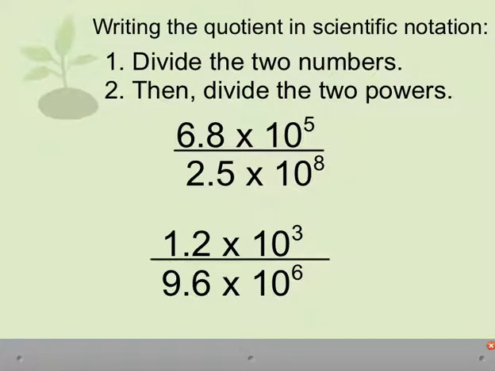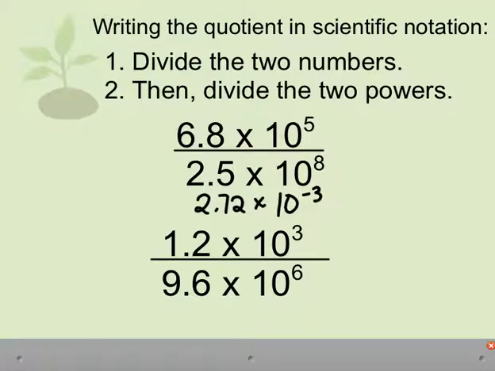And then dividing is just like multiplying. We divide my two numbers and then divide my two powers. So we do 6.8 divided by 2.5, and we get 2.72 times 10 to the something. Now, if we're dividing things that have the same base but different exponents, we subtract the exponents and get negative 3. And we're good to go there.